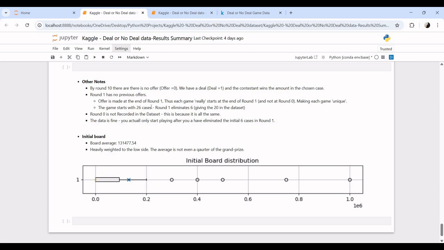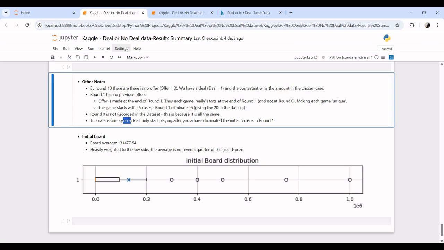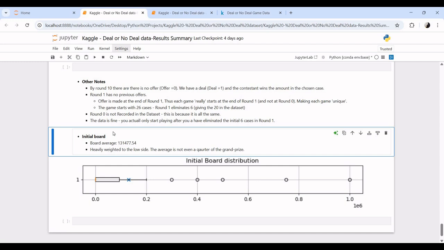And also again the note that the data starts at round one, but the game actually sort of starts at a round zero. So as long as you're cognizant of that fact, that is fine, because the player only starts making real decisions after the initial 6 cases were removed, and you don't have a choice as to not remove the 6 cases because you don't have an offer before removing them. So I think it is fine that the data started at round one, but it is a bit confusing. It was a bit of an issue.